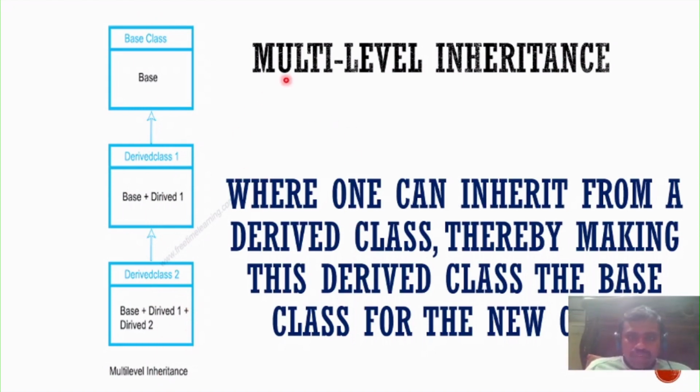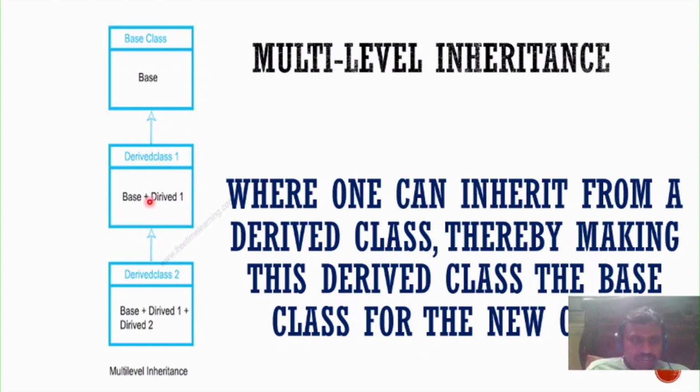Now we are going to deal with multi-level inheritance. In multi-level inheritance, as depicted in the picture, it consists of a base class in which the properties of the base class will be derived or inherited to derived class 1, where now it is going to act as a derived class.